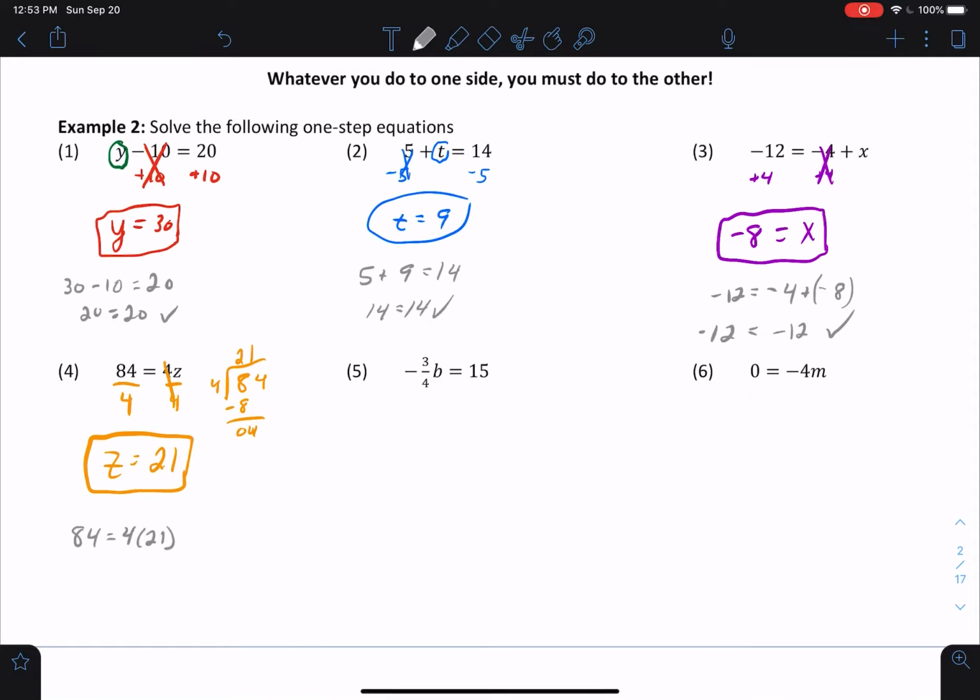Again, always get in the habit of checking your answer. So I'm plugging in 21 in for z. I get 84 equals 84. That's how we know we have the right answer. Check your work.